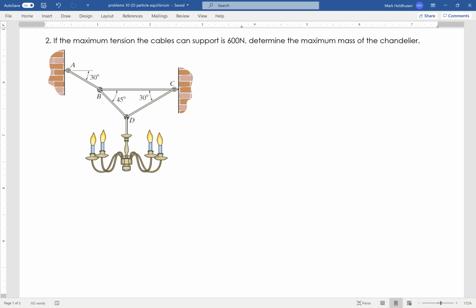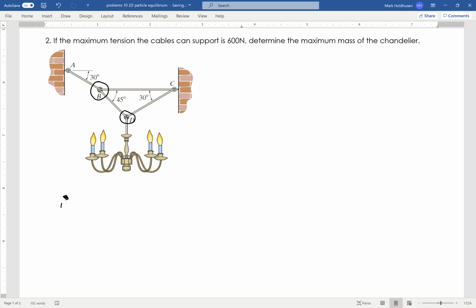Okay, so what I want to recognize is I have 2 points where I've got concurrent forces, and I have 4 different cables. So it's going to take 2 free body diagrams to figure this out. So we're going to start with those free body diagrams. These cables are all in tension, so the forces are all going to be coming out. So I'll start with B.